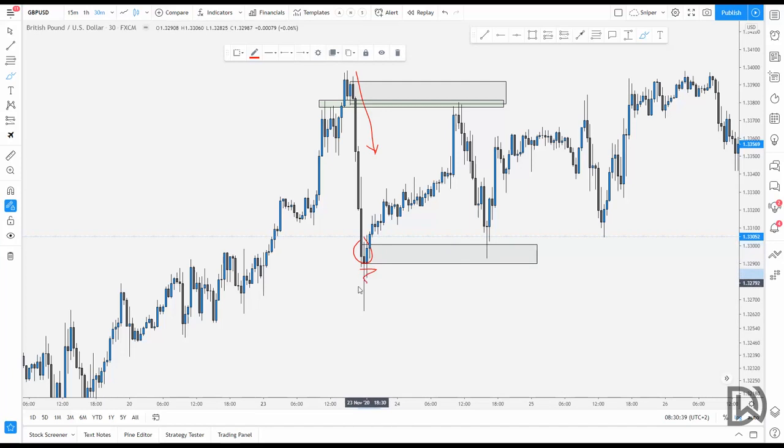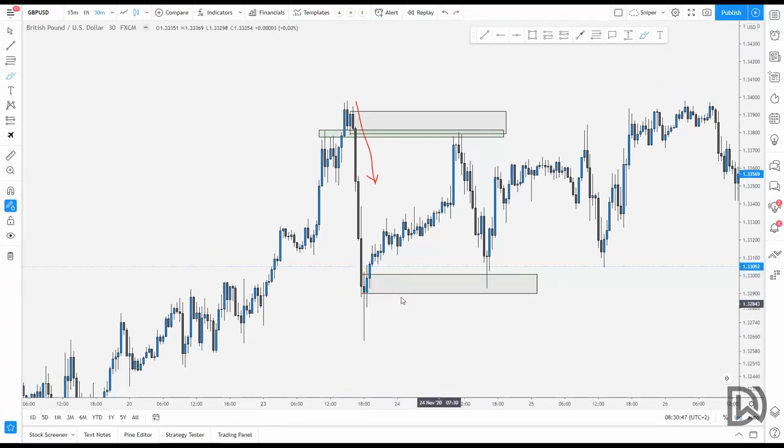I ignore this wick because the majority of what I'm looking at is in the body and the top wick in this area. I'm looking at that area, and we can see how price bounces between this order block, comes back to this order block, and respects this order block.